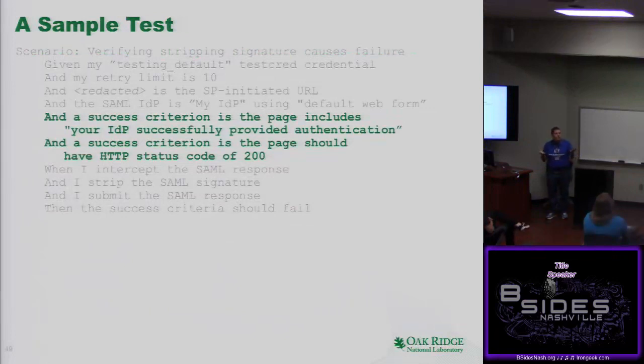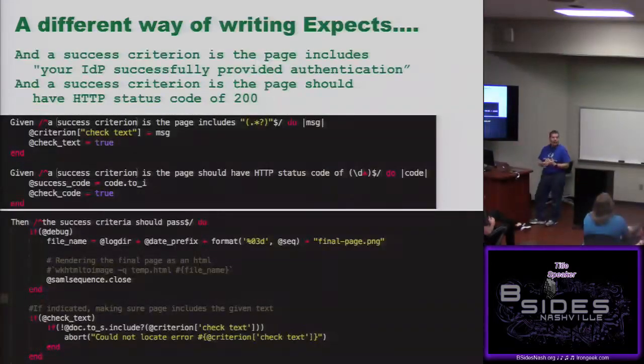We wanted to put together some different ways to say what was successful. So these are examples of, if I go through all of this, I'm going to specify that the resulting page should include some information. I should have some specific HTTP status codes, and that's basically collecting up that and what amounts to a set of expects that get saved.